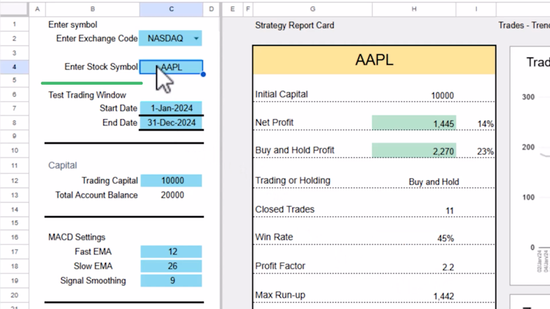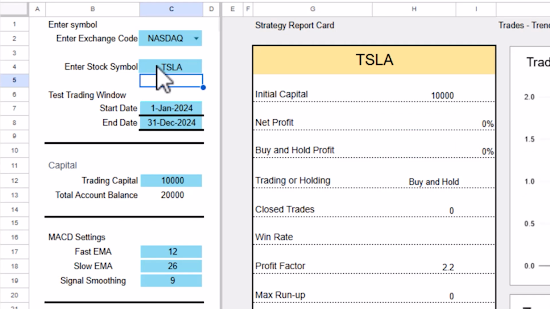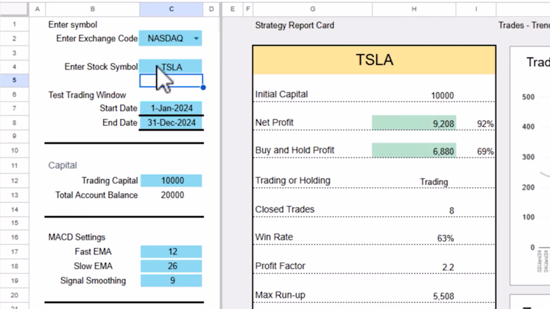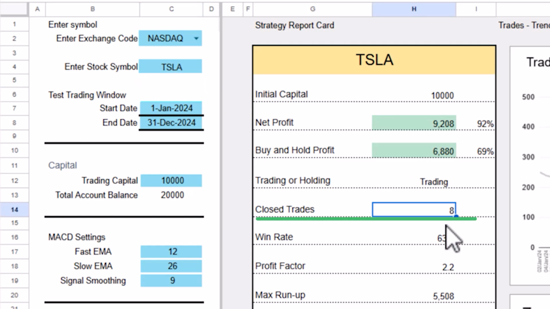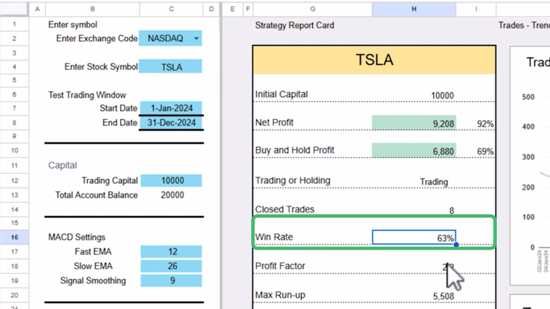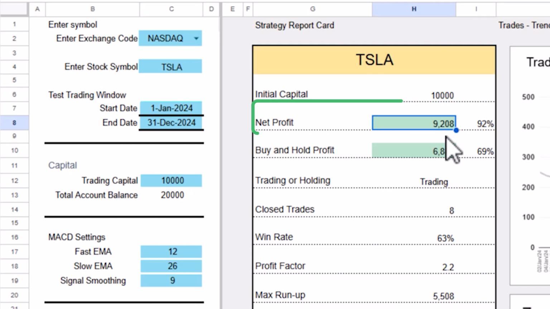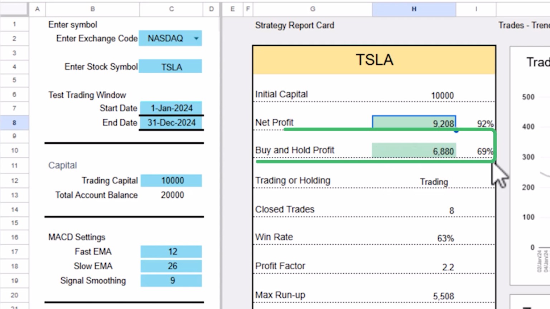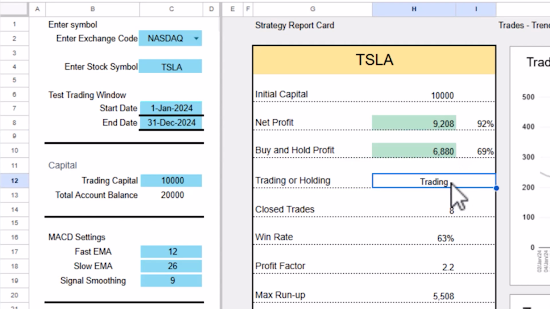So now let me change this stock symbol to another symbol like Tesla. Now what the template is doing is extracting the data from Google services for Tesla market historical data, and now you can see that you would have done 8 trades with a win rate of 63%, and you would have made a profit of $9,208, which is a 92% profit rate, compared to buying and holding, which would have given you only 69%. So in this case, trading would have been a better strategy.